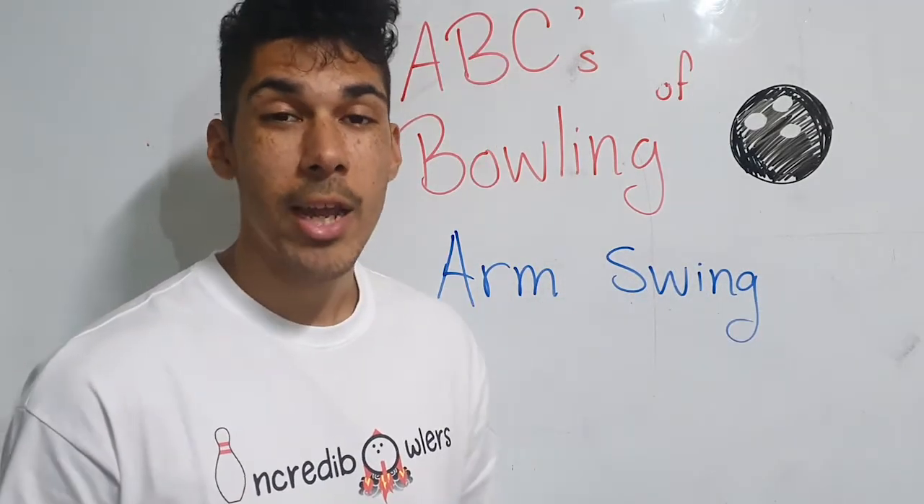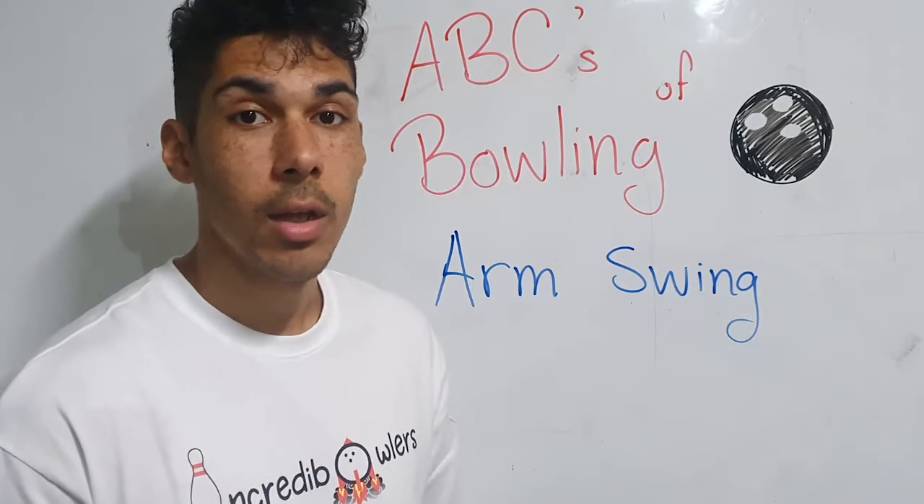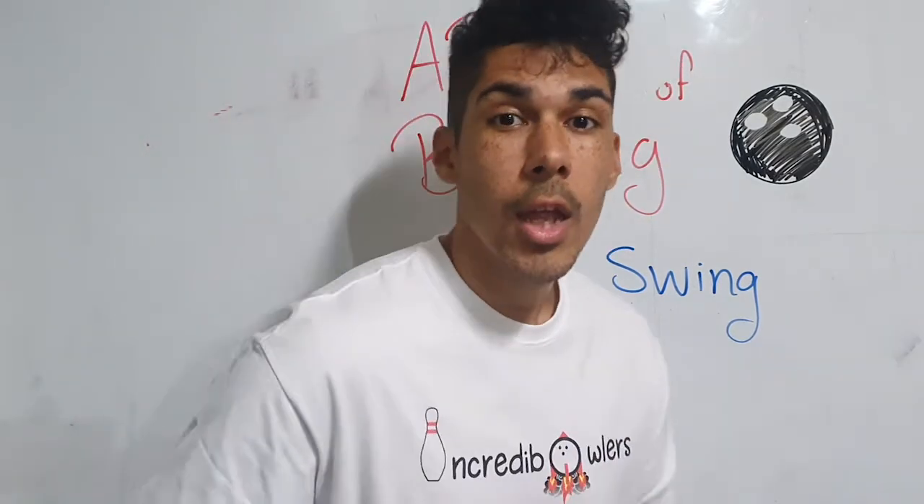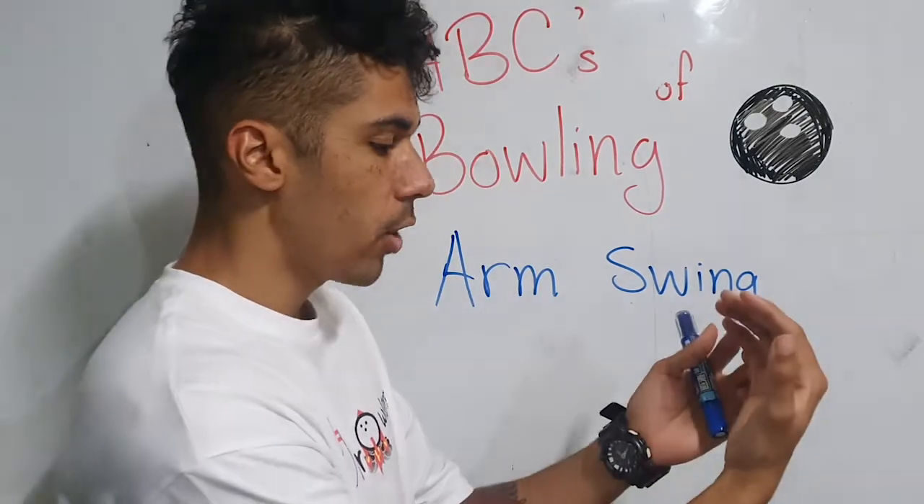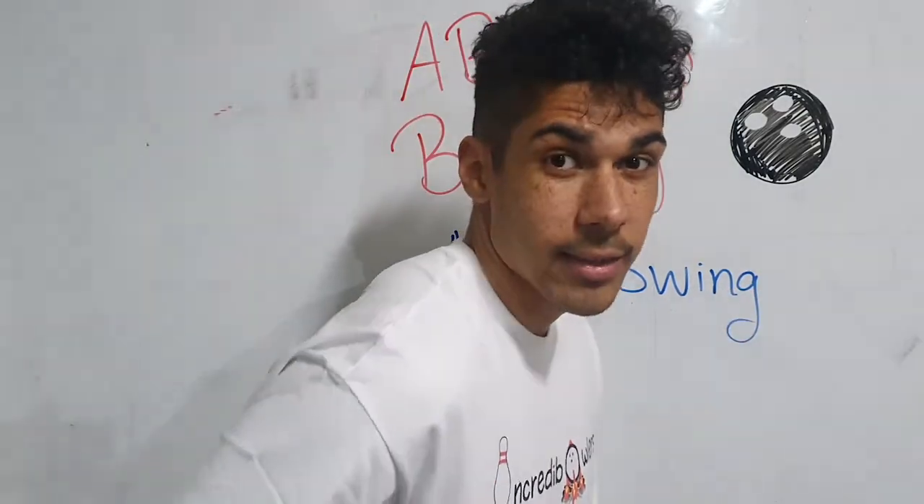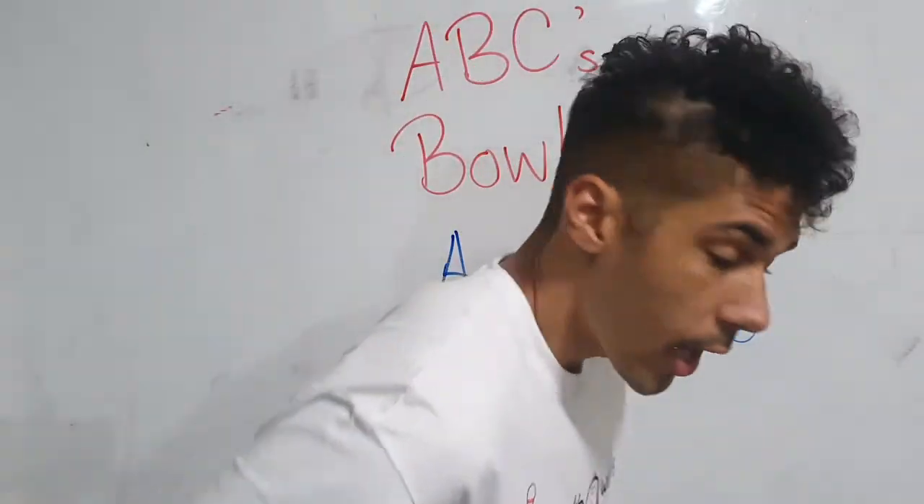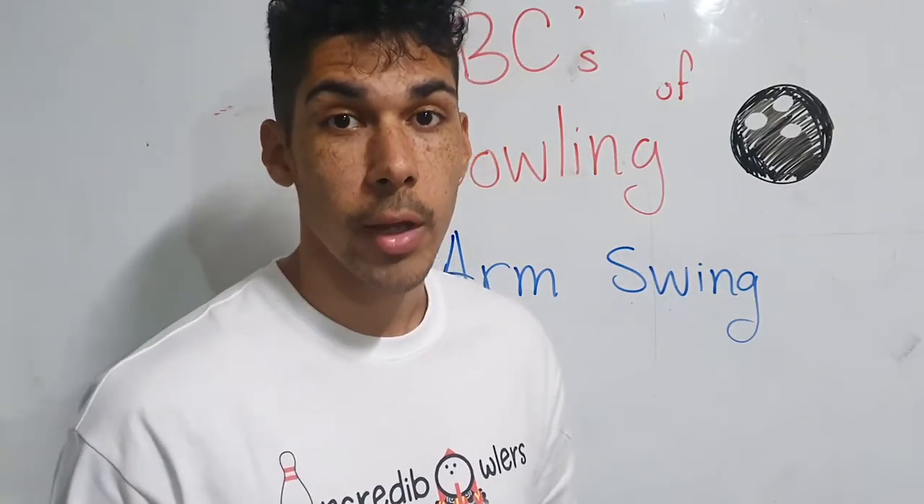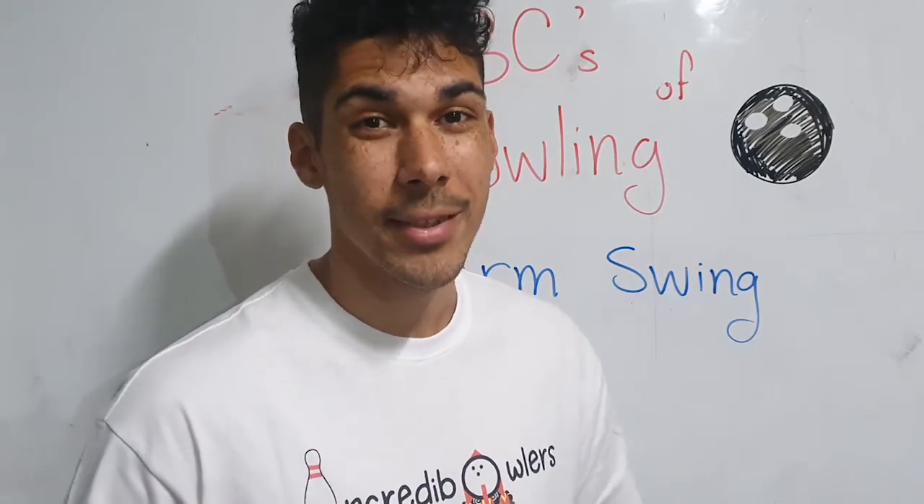The next word in our ABCs of bowling is arm swing. Arm swing refers to how you move your arm. In bowling, oftentimes you want to move your arm in a pendulum-like style, straight back and straight forward. This can also include the push away, which will be covered later on in the ABC series.